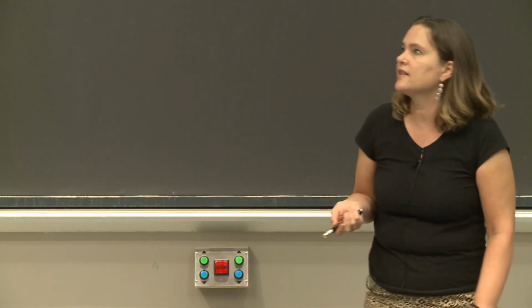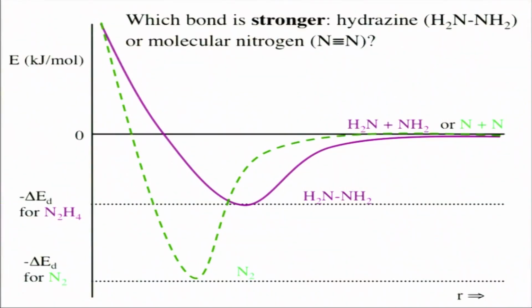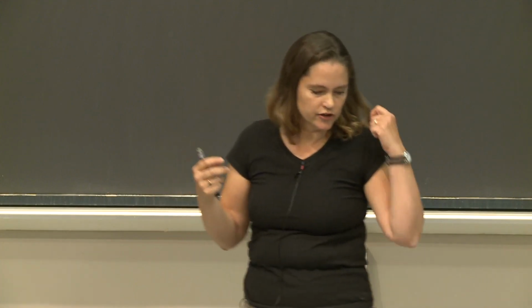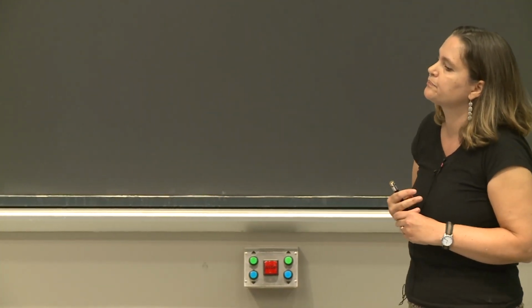All right, so now let's consider this plot and ask which bond is stronger. So we have hydrazine, and we also have molecular nitrogen, N2. And in your dashed line, you have nitrogen, N2. And in the solid line, you have hydrazine. So can you just look at this plot and tell me which is stronger? Is nitrogen or hydrazine stronger? And you can just yell out what you think.